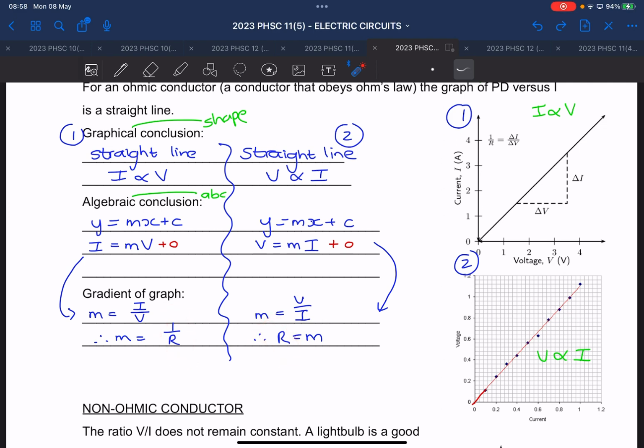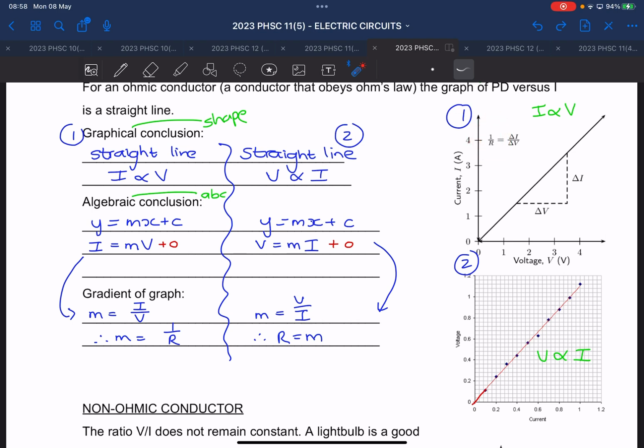So you will do this quick thing where you say gradient is the change in y over the change in x. Yes? And then you'll say, okay, this is current over voltage, so it's 1 over R. Okay, I showed it there.